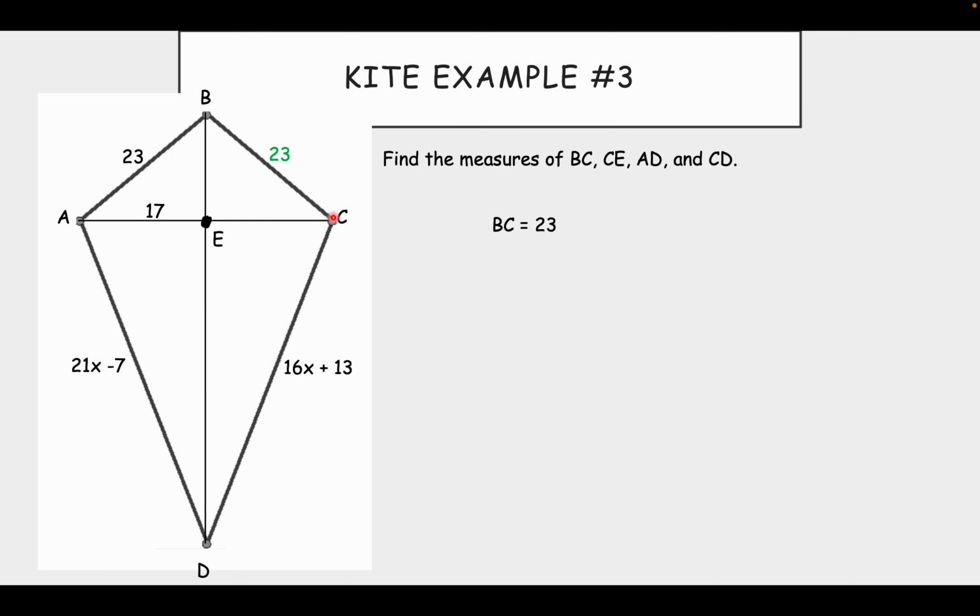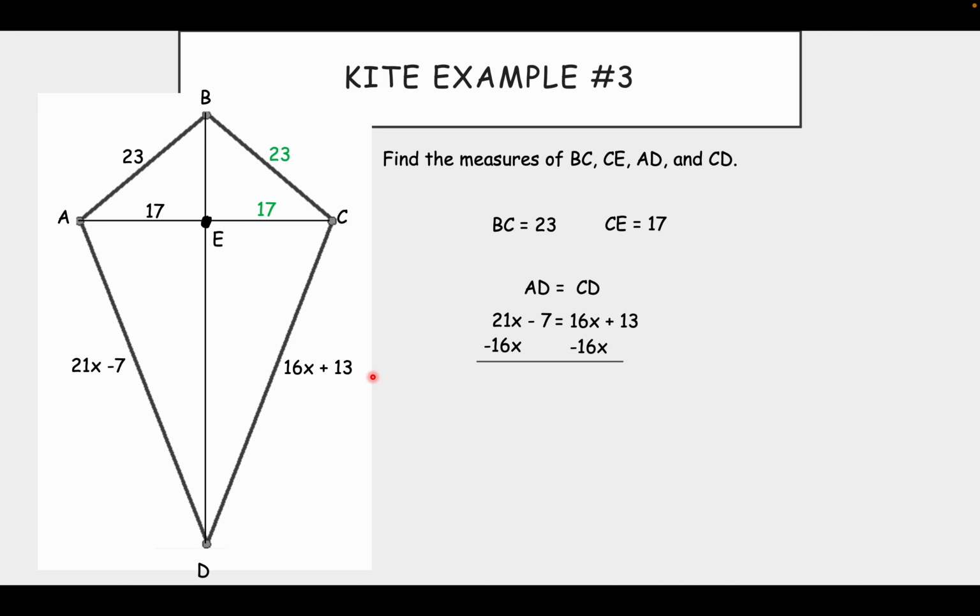Again, this property says this segment gets cut in half. So if AE equals 17, CE is going to equal 17. The last thing we know is that AD, this segment, equals DC. So if we have expressions with x, that means we need to come up with an equation. Well, if they're equal to each other, I can replace AD with 21x minus 7 equals CD with 16x plus 13. Now I can solve for x.